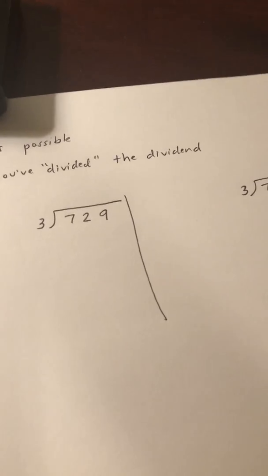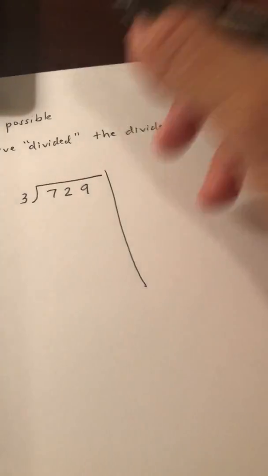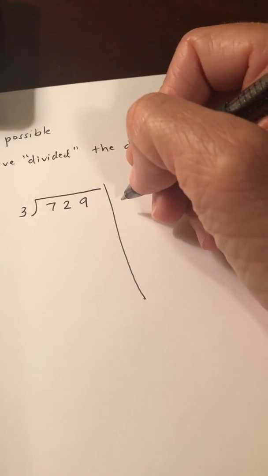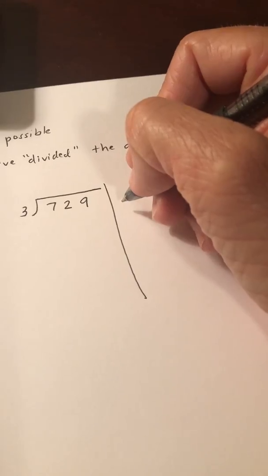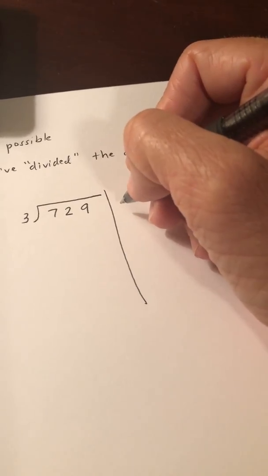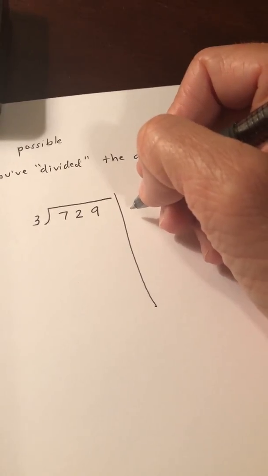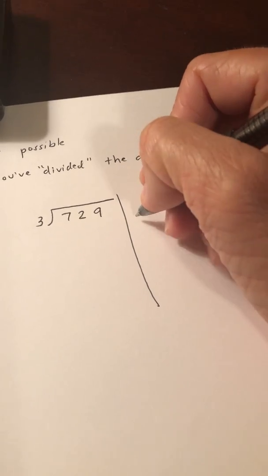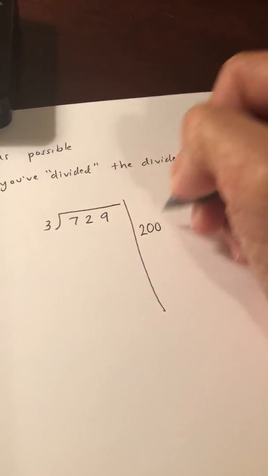I'm going to have to go much bigger. I'm going to have to get into the hundreds here. So 3 times 100 is just 300. That's not quite big enough. 3 times 200 is 600. That's closer. 3 times 300 is 900. Too big. So I'm going to go with 200.